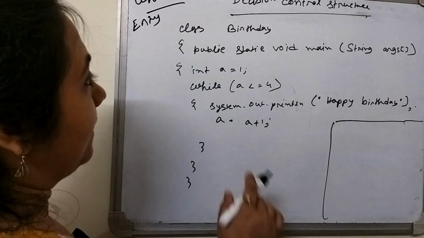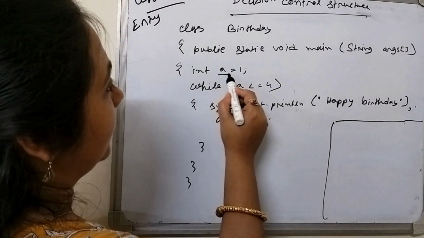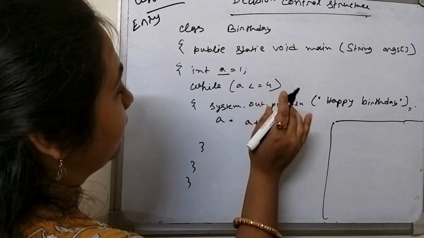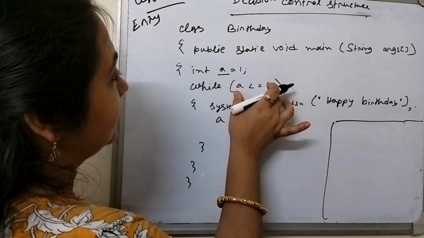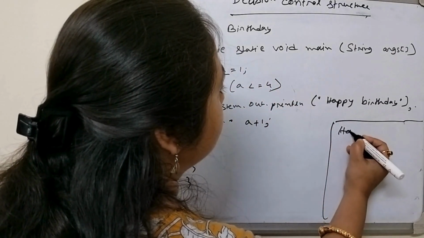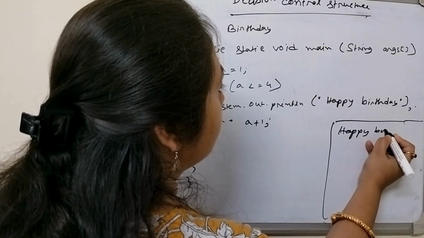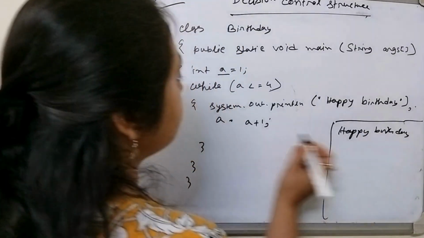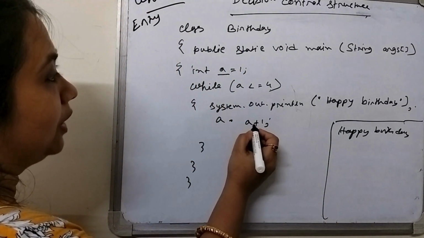Okay. What happens? We have initialized the value of a as 1, and the condition is a less than or equal to 4. This condition will be satisfied, that means true. Then happy birthday will be printed. Okay. Next, what will happen? The value of a will be incremented by 1, to 2.